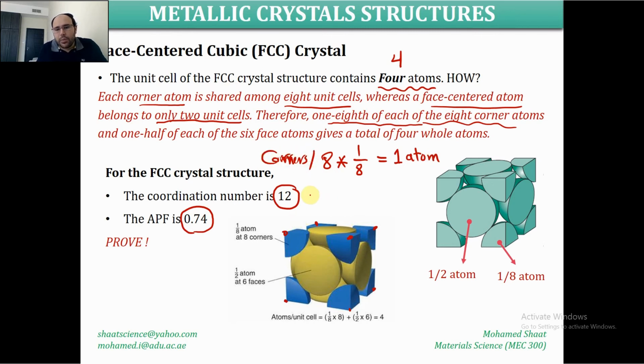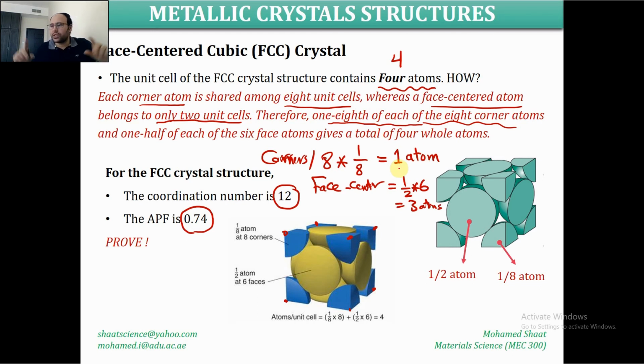But how about the face centered? At the face center, we have half of an atom, but how many faces do we have for any cubic shape? We have 6 faces: 1 on the front, 1 on the back, 1 on the right, 1 on the left, 1 on the top, 1 on the bottom. So if you multiply 1/2 of an atom times 6 faces, this is going to give us 3 atoms. So in total, 1 single unit cell will contain 4 atoms.